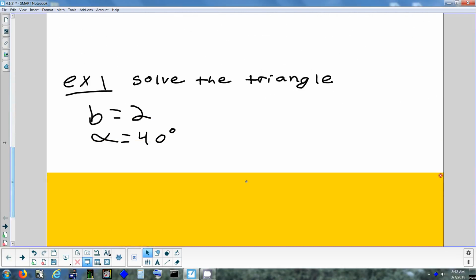Okay, so there's the information they're giving us. Now remember, we only know 3 things. Even though it says 2, you're solving a right triangle, so you do know that there is an angle that's 90. So this is the case where they're giving you a side and an angle. And we have to find everything else that they haven't given us.